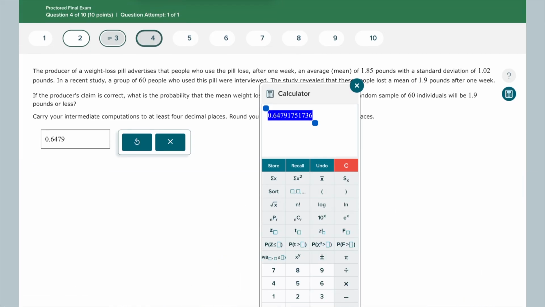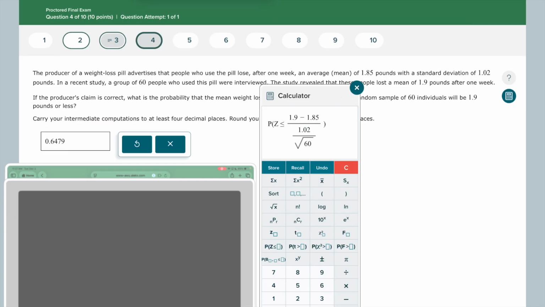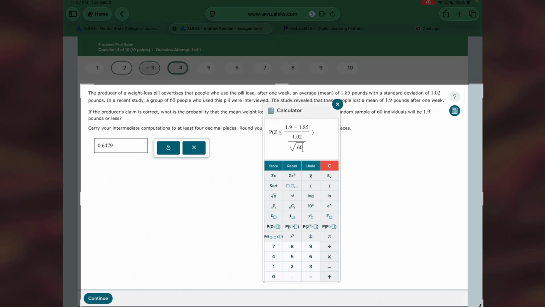So it should be 0.6479. I'll screenshot it real quick. And again, this is one that it does not hurt to draw the picture, anytime you use that P button, just to check your answer.